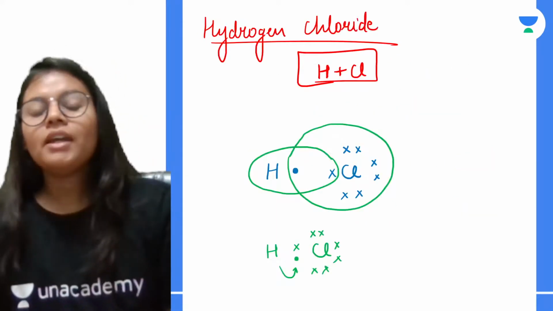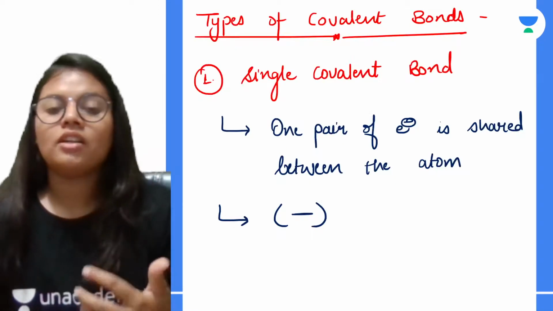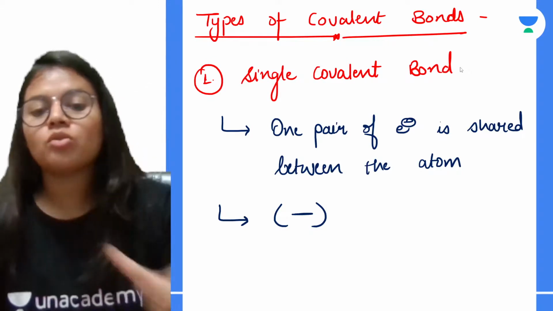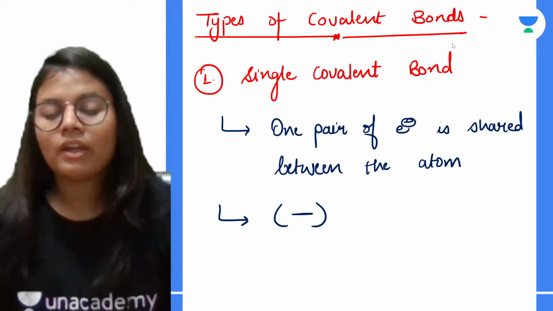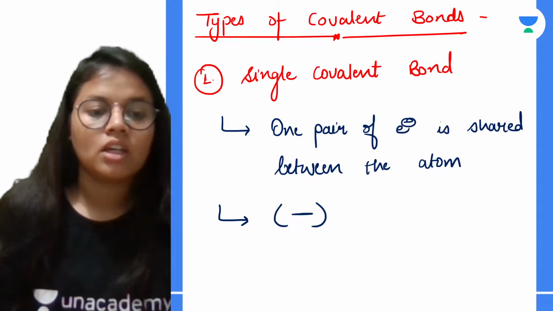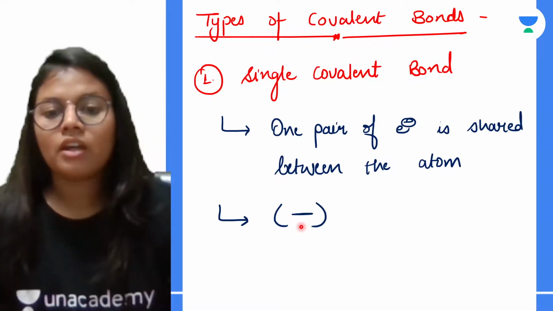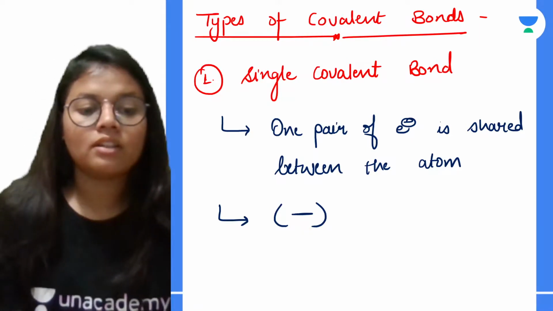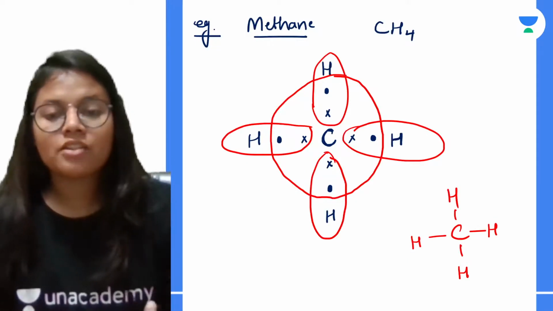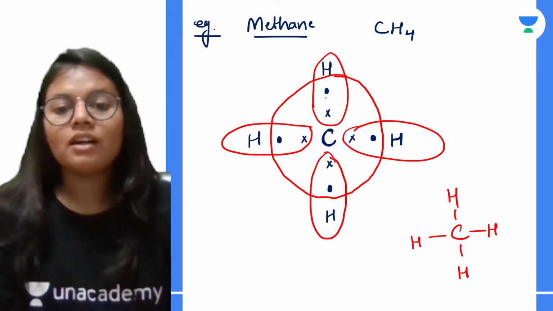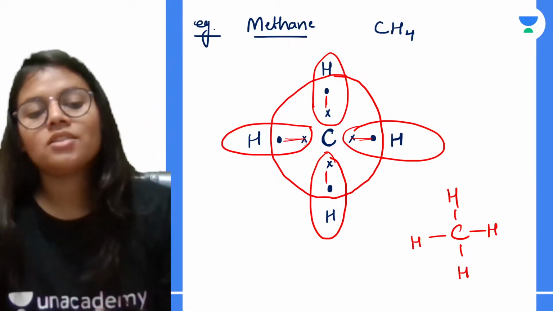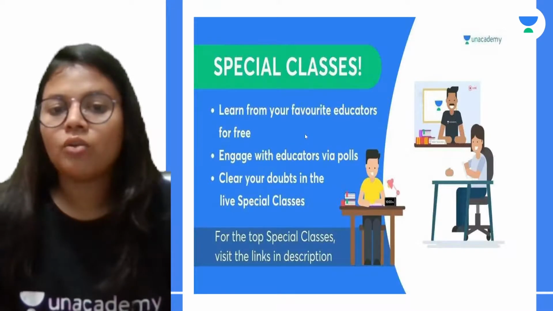Now the bonds are basically of 3 types: single, double and triple. Single is the one in which there is only one pair of electrons being shared. It is represented by a single dash. For example, examples of single covalent bond are H2O or CH4. Here all the bonds are sharing a single pair of electrons, and this is why it is known as single covalent bond.